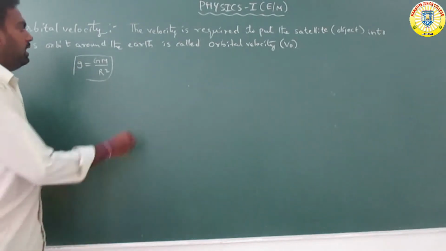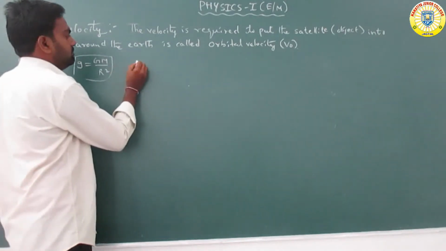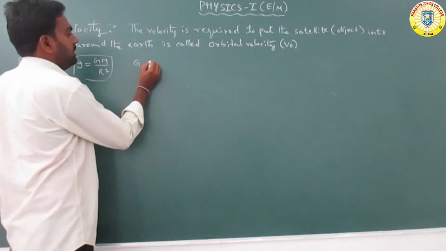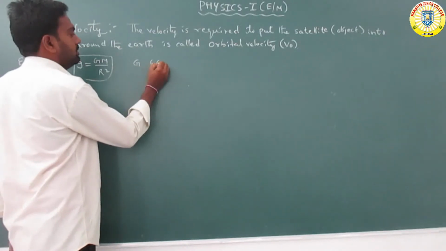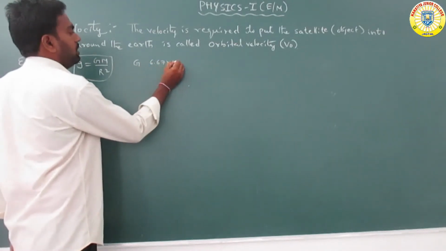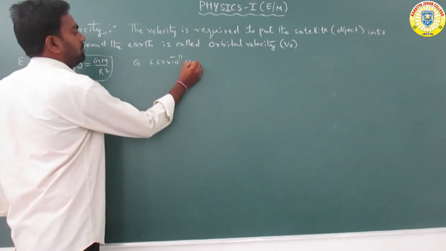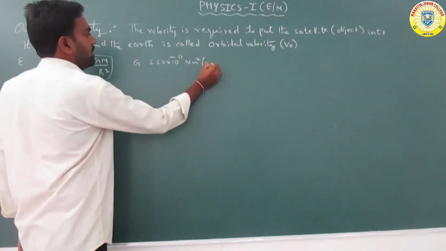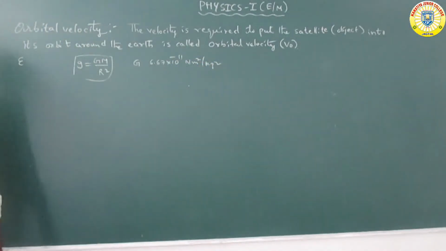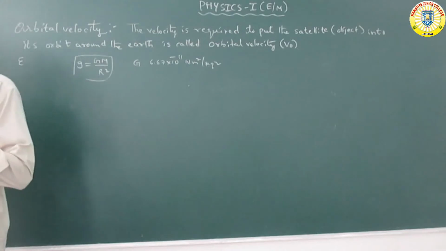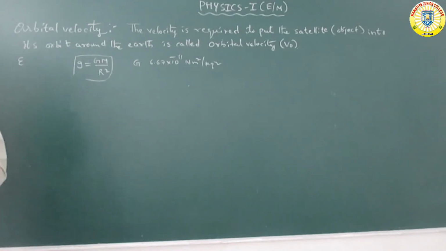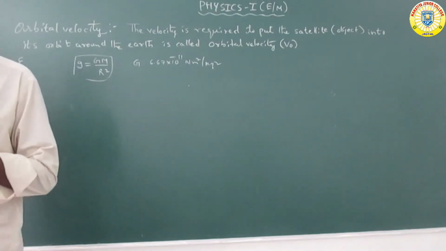And the value of G is 6.67 × 10^-11 N m²/kg². So what is the gravitation law? We discussed in the last class what the gravitation law is.